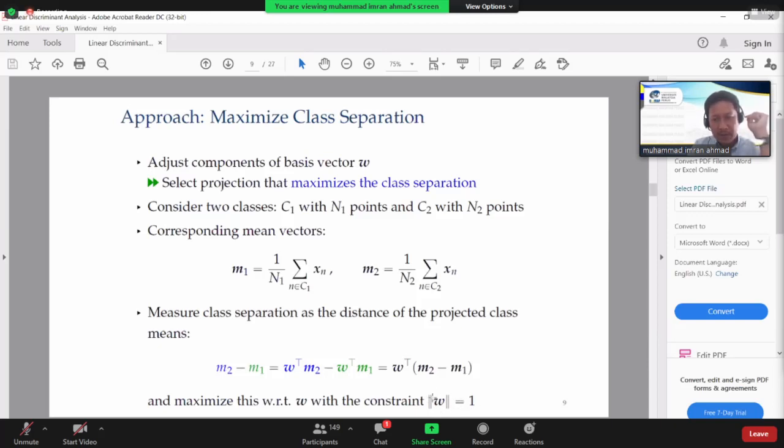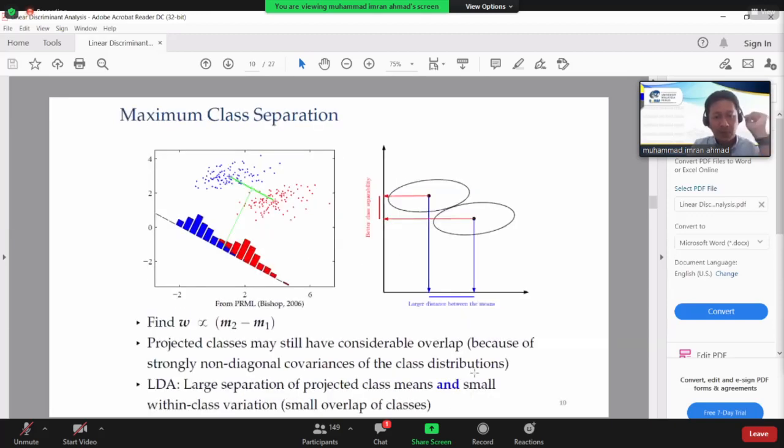You know how to calculate magnitude, right? In last week's lecture, I showed you how to calculate this magnitude. So the magnitude must be 1. This is step by step how to calculate W. So find the W that can maximize this. Projected classes may still have a small overlap.